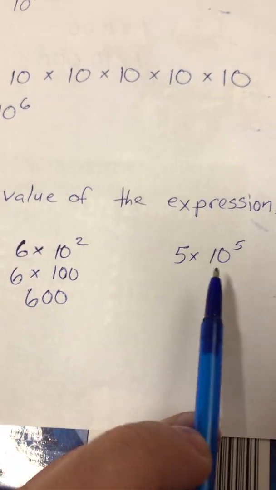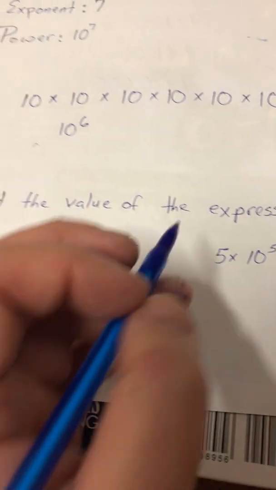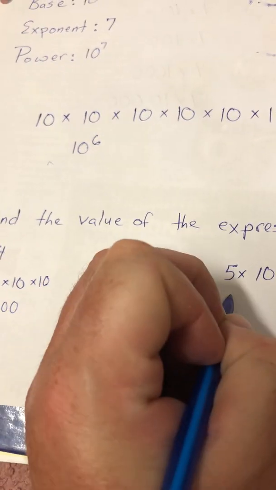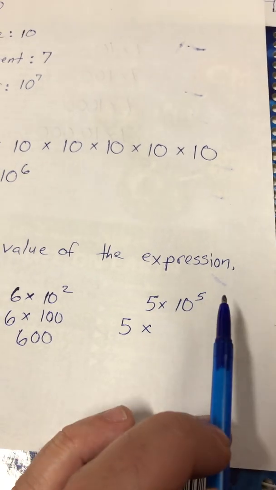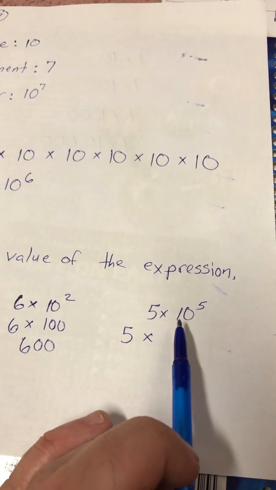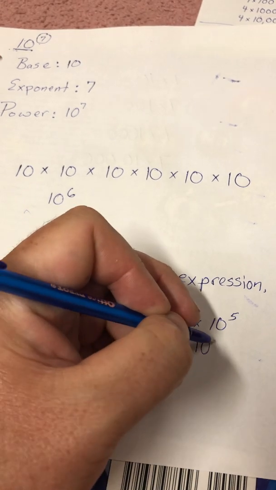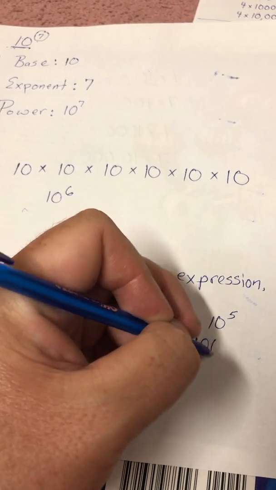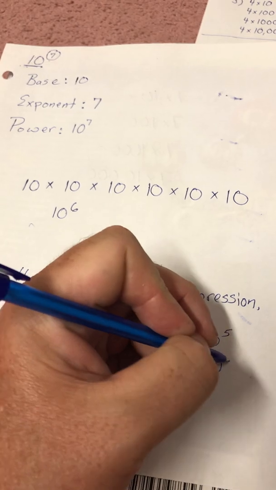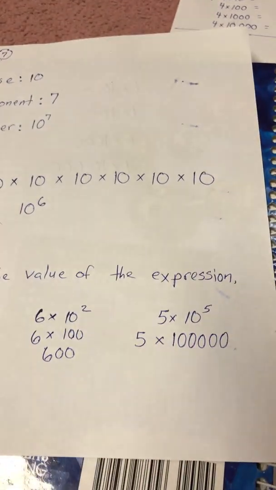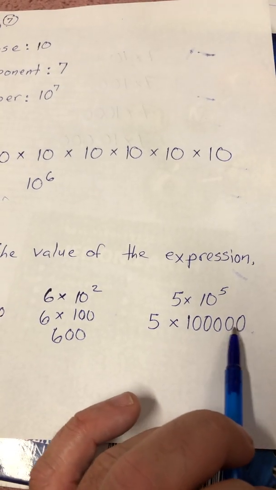Last one in this section, 5 times 10 to the power of 5. Well, I can start with 5. And since I have 10 to the power of 5, I can think of that as a 1 with 5 zeros after it. So I'm going to put 1, then my zeros: 1 zero, 2 zeros, 3 zeros, 4 zeros, 5 zeros. And I'm going to count back as 3, 1, 2, 3.